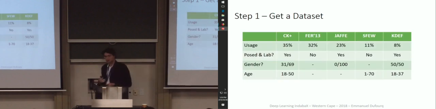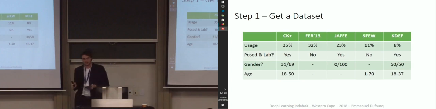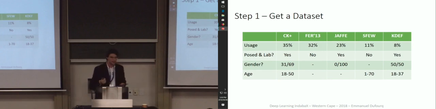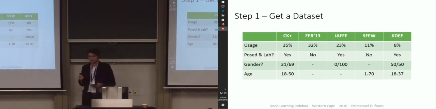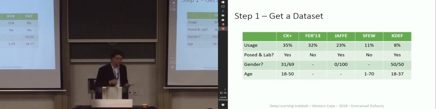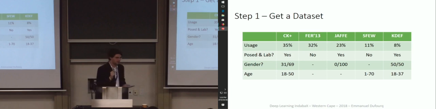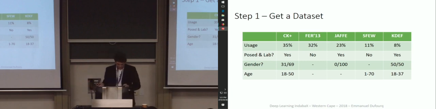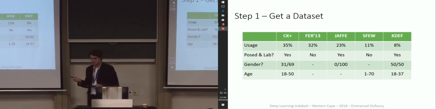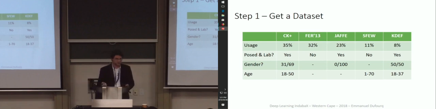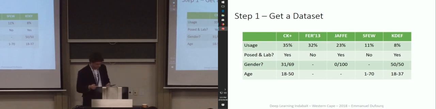So here I present the top 5 most used data sets in the literature, and I've ordered them according to the usage, which is on the first row. And amongst all the possible characteristics, I've selected 3 characteristics which I consider to be interesting and useful. The rows that say posed and lab refer to data sets that have images of people that are posing their expressions in a controlled environment. So when it says yes, that means that is the case, and no means it's not the case. The other interesting characteristic is the gender balance. Here it is a male to female percentage, and age.